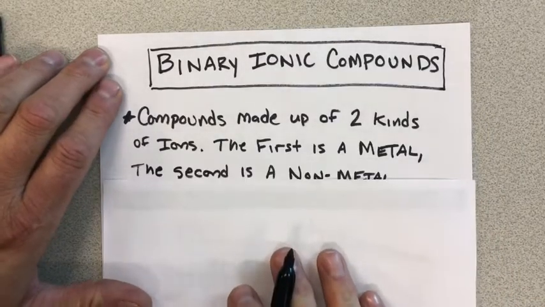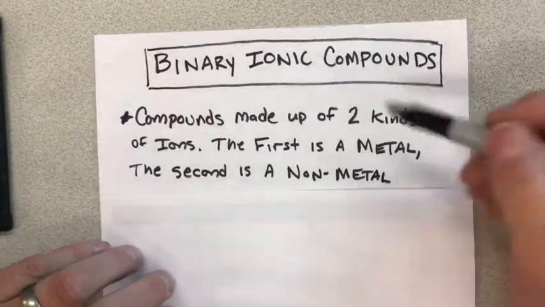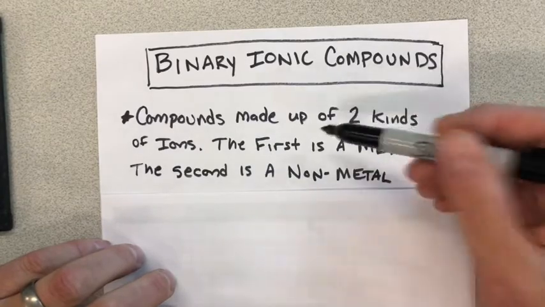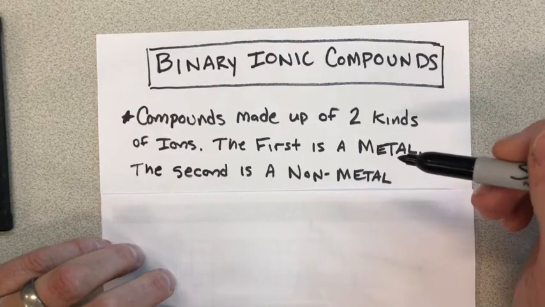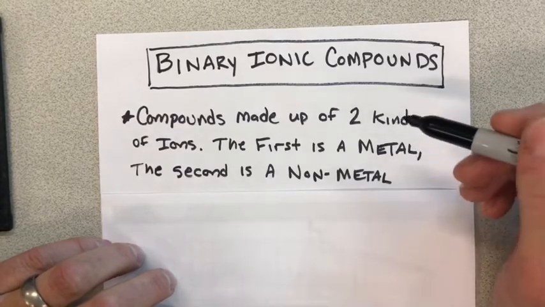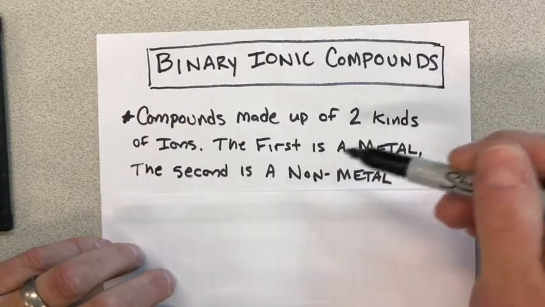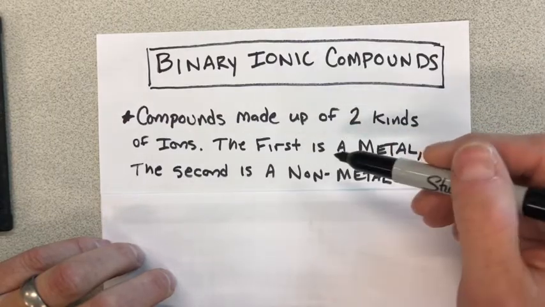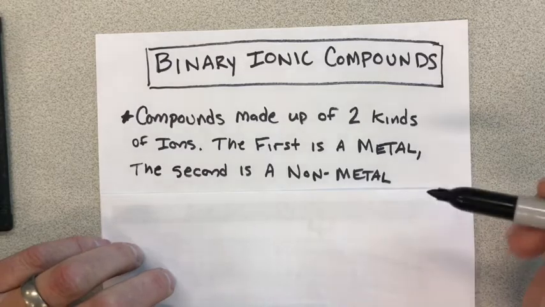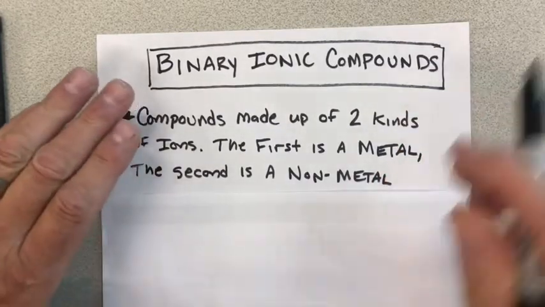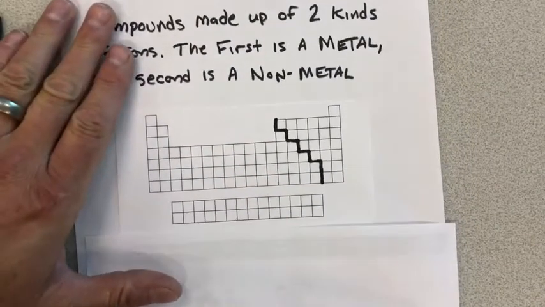Okay, so a binary compound is made of two kinds of ions. The first kind is a metal, and the second kind is a non-metal. Okay, so any compound that combines one type of metal with another type of non-metal is thought to be an ionic compound. And so how do you know what's a metal and what's a non-metal?